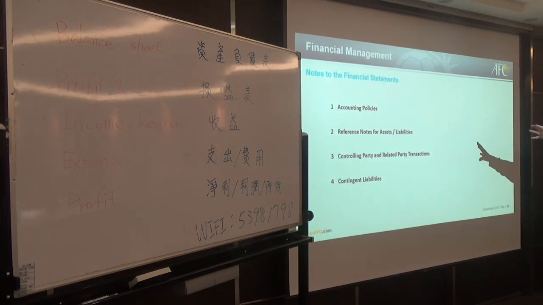There'll be a reference note for many of the assets and liabilities that are on the balance sheet, so there'll be further information on those assets. 那举例来说，第二点的话，像你的资产或你负债，可能只有一个数字。那在那边的话，会说好，你这个资产里面是有哪些项目，比如说有多少的现金啊，多少在详细介绍。A very important note is what we call the controlling party or related party transaction.